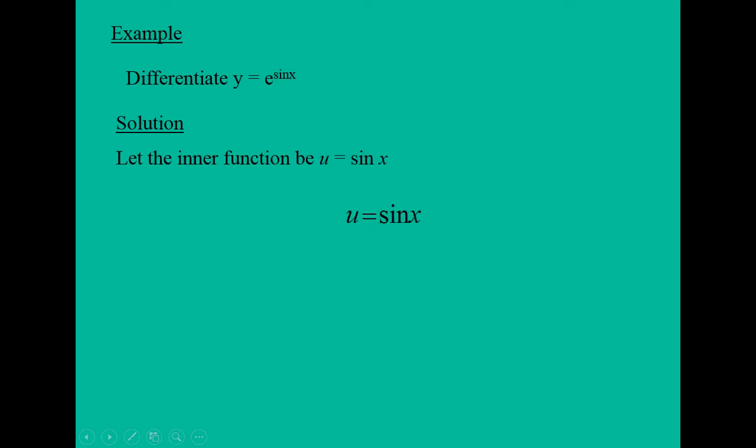Okay, next example. Differentiate e raised to the sine of x. Let's look at this one by letting u be the inside function. Now the inside function would be the sine of x. So we could rewrite this as y equals e to the u. We take the derivative of each one of these and then multiply them together.